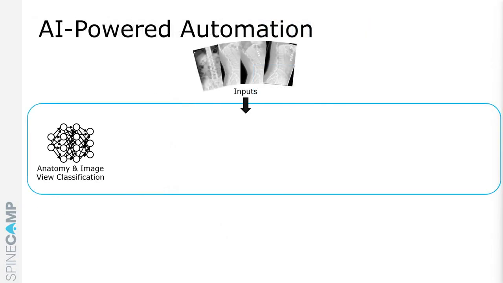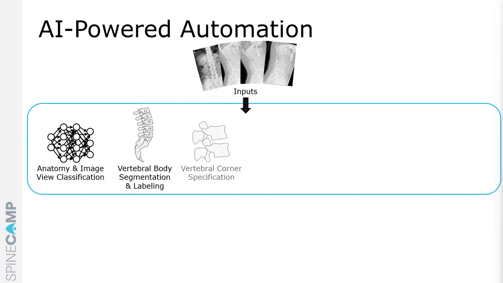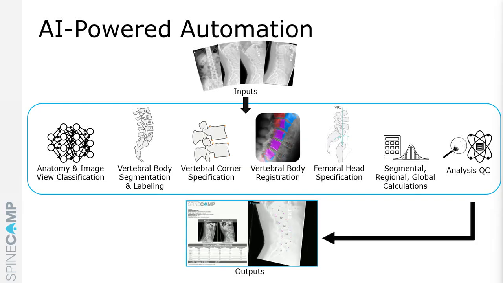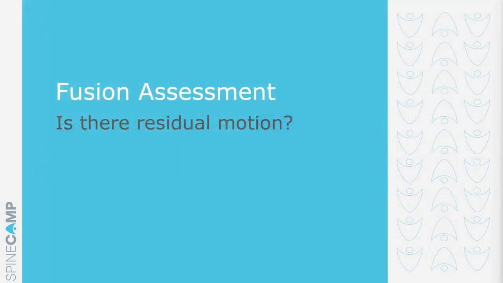Well, what do we do with the AI? First, you have to take that image, and it's just a picture, right? The computer then has to do image view classification. We then do vertebral body segmentation and labeling. You then need to find all those vertebral body corners. This sounds simple, but it's really not that simple. And then you have to do registration, find the femoral heads, and start to look at more complex measurements like segmental, regional, and global calculations, and then analyze all that into the output. That takes an unbelievable amount of code, and then once it's fed into the AI, it actually learns.